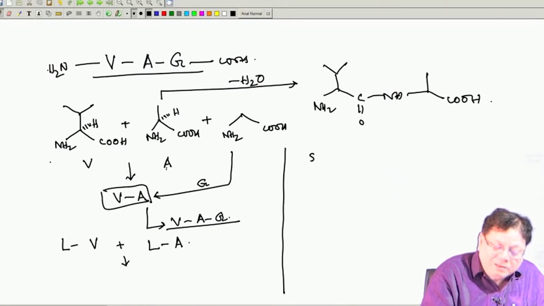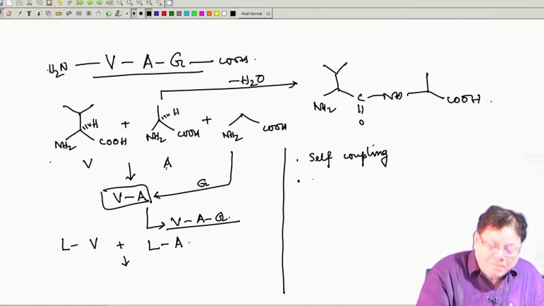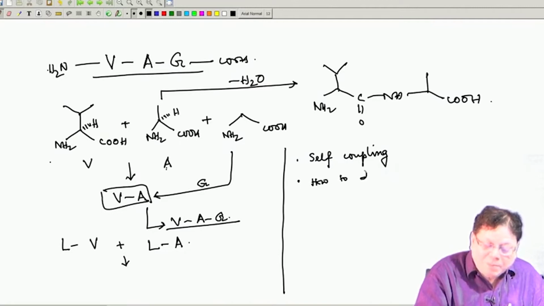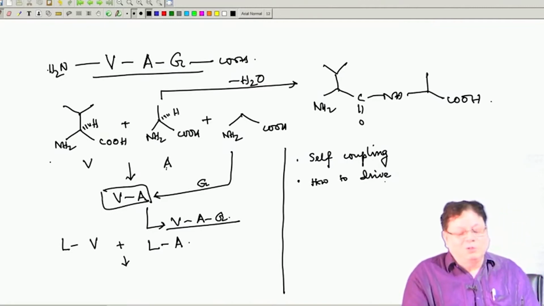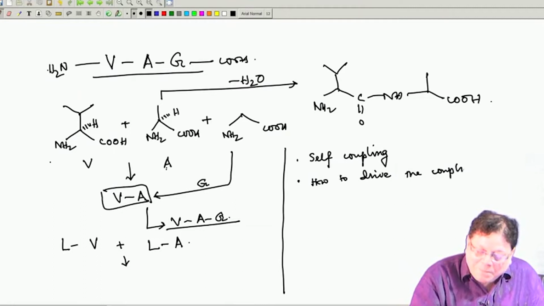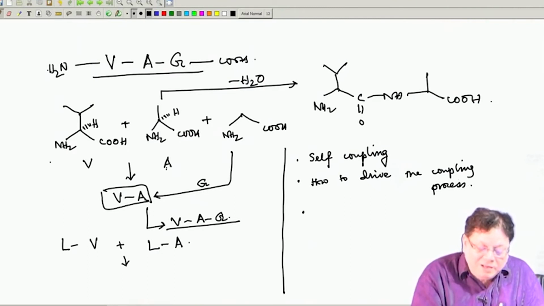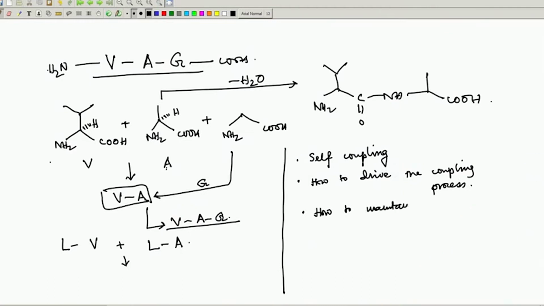So, racemization. There are basically three problems. One is self coupling, how to avoid that. Number two is how to drive the coupling reaction, because although it is thermodynamically favorable, it is kinetically unfavorable. Drive the coupling process. By coupling process, we mean the formation of the peptide bond. And the third is how to maintain the stereochemical integrity. So, these are the three challenges.